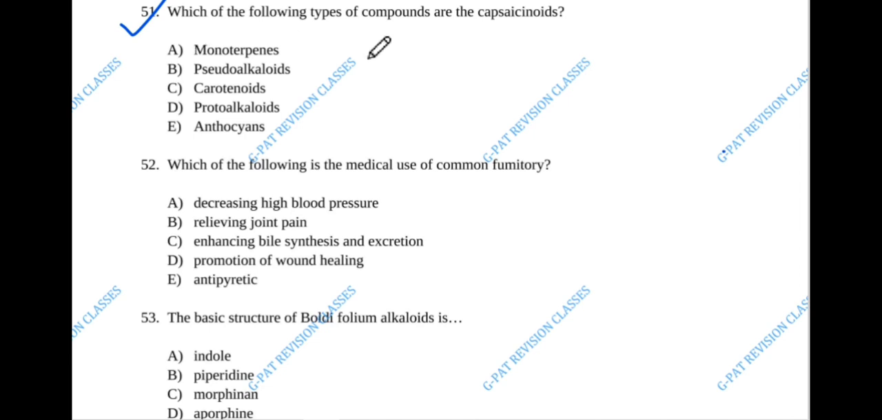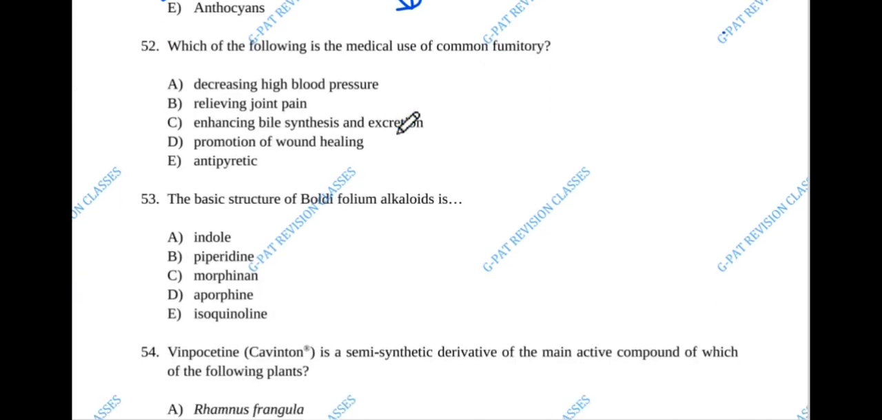Which of the following type of compound are the capsaicinoid? The answer is D. Protoalkaloids. Okay. Next is 52 question number. Which of the following is the medical use of common fumitory? The answer is C. Enhancing bile synthesis and excretion.